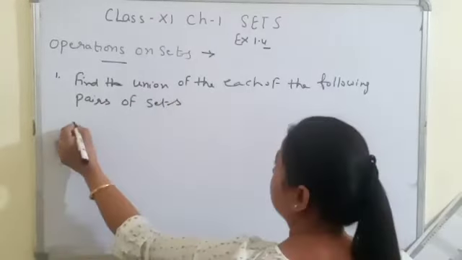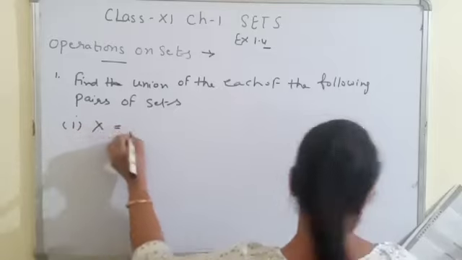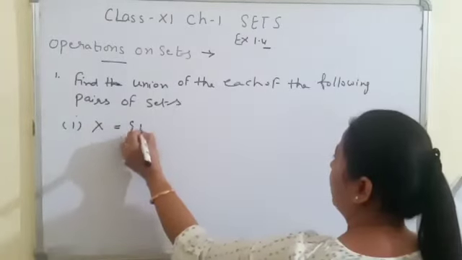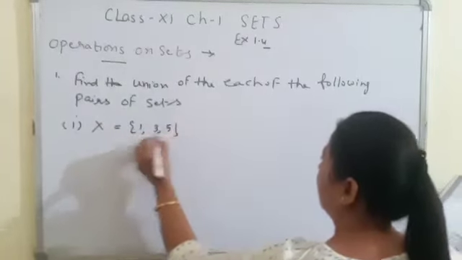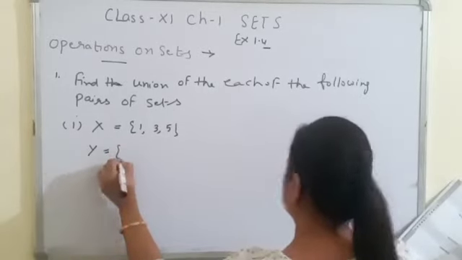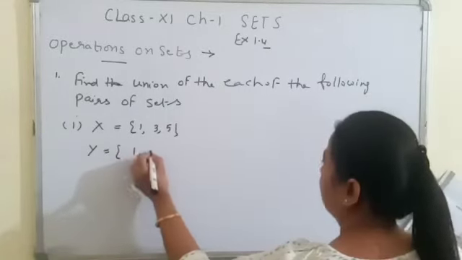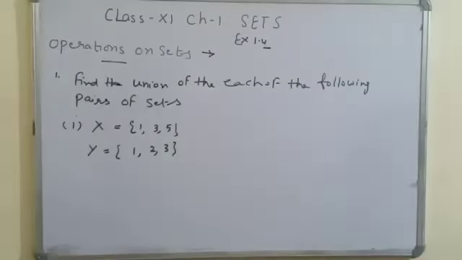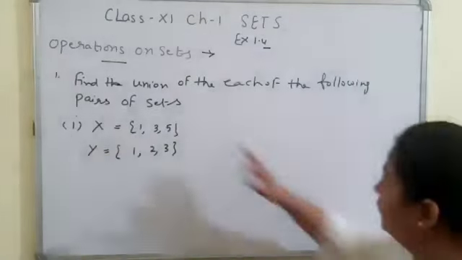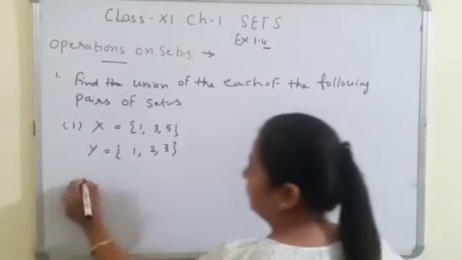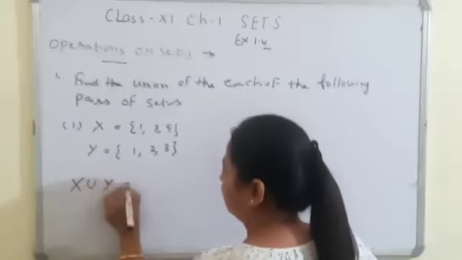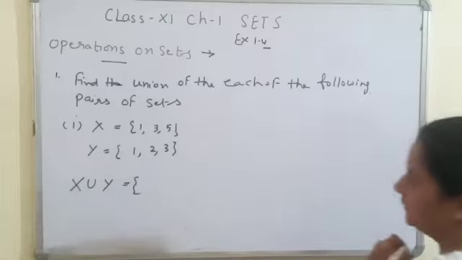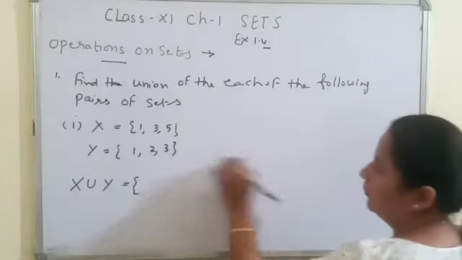First one is set X, which has the elements 1, 3, 5, and the second set is set Y: 1, 2, 3. Yes students, now we have to find the union of X and Y. We have to find the union of these sets, X union Y. So what's the union of these two sets? Hope it's clear to you.